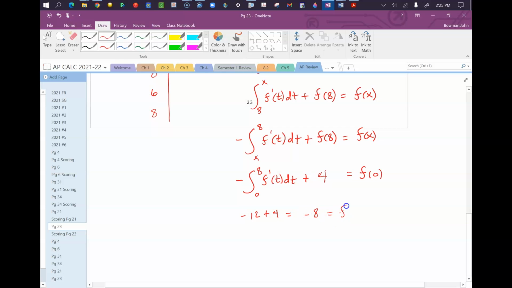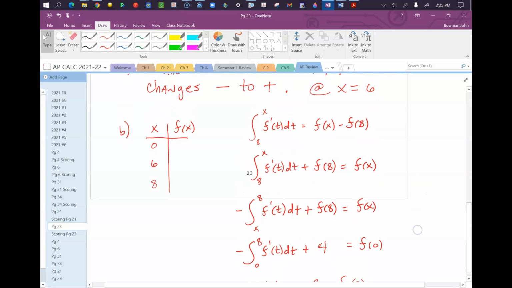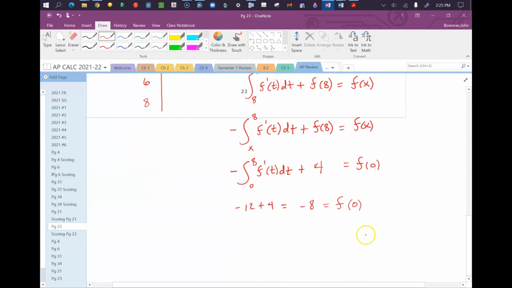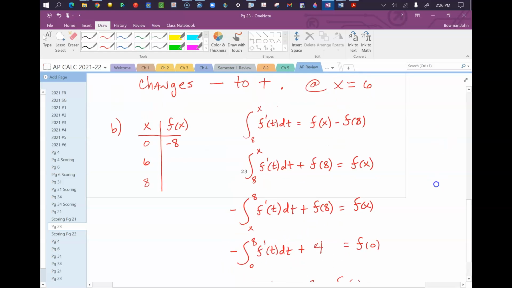So f of 0 is equal to negative 8. Plug that number in. F of 6, we're going to do the same way. So f of 6 is equal to the opposite of the integral from 6 to 8 of f prime of t dt plus 4. So we go back up to the graph.